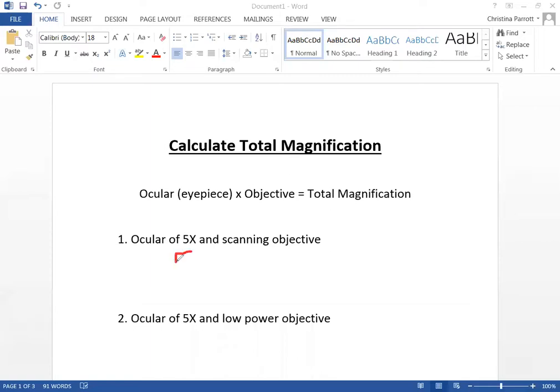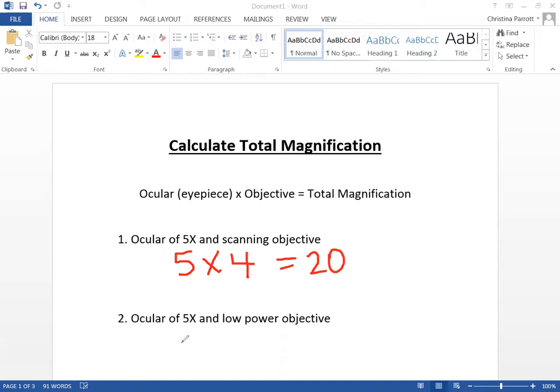Okay, ocular of 5 times my scanning objective, and remember my scanning objective from the screen above is going to be 4 times. So 5 times 4 is going to be a total magnification of 20.